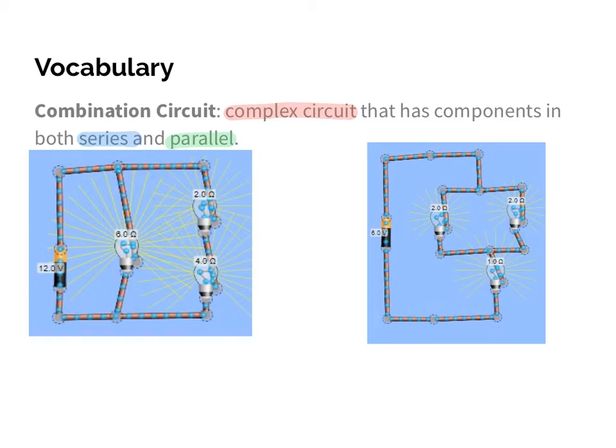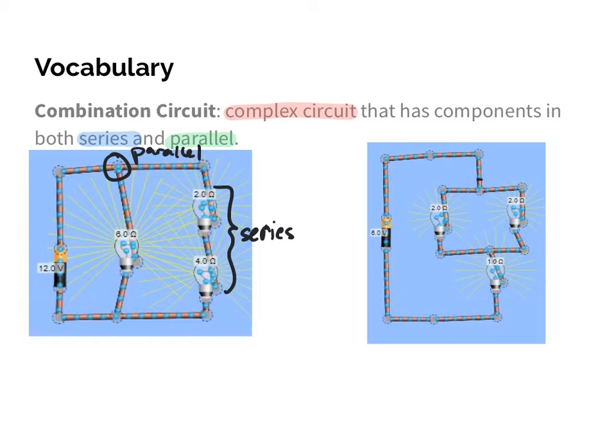So for example, we could have here, notice I have my wire splitting off into two branches. Because of that split, this would be a parallel circuit. So we have there parallel. But within that parallel circuit, notice here how I have two bulbs that are in series. So this would be considered a series circuit within a parallel circuit.